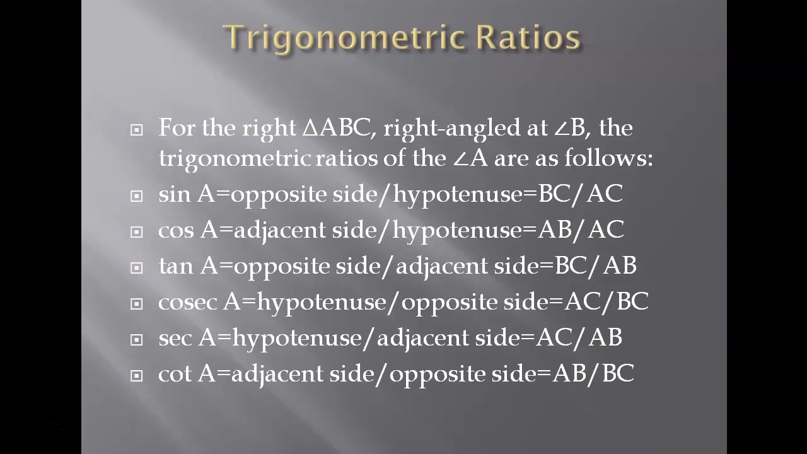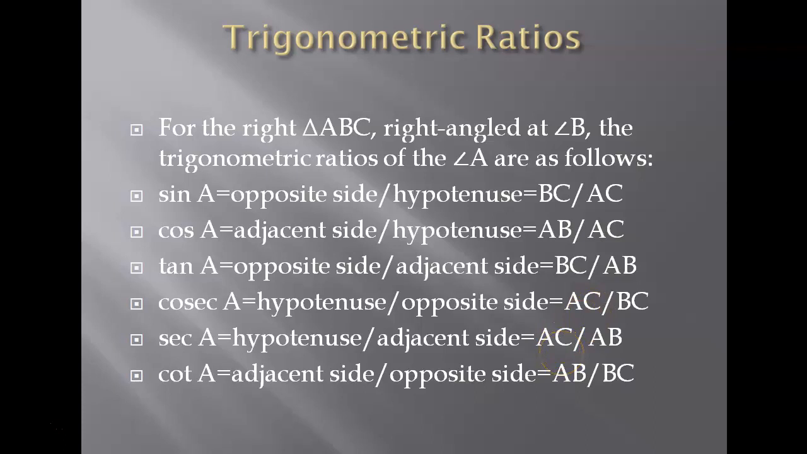That is, adjacent side is base. So base upon hypotenuse. Tan A, that is opposite side upon adjacent side. Opposite side means perpendicular upon base. If you will see, cosecant A, secant A and cot A, these all are reciprocals of sine, cos and tan. See that cosecant A is equal to hypotenuse upon opposite side, AC upon BC. If you will see this, sin A is BC upon AC and cosecant A is AC upon BC. So it is a reciprocal.